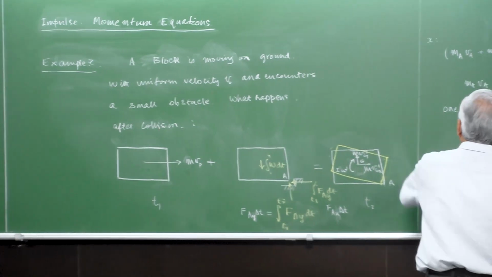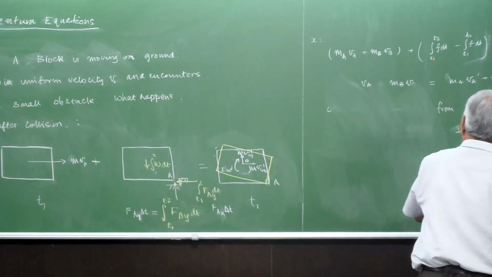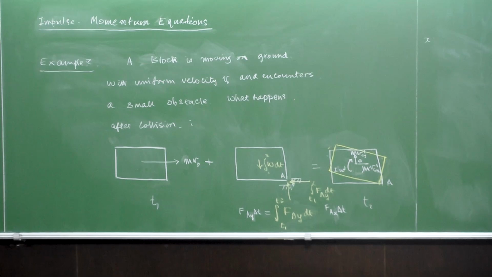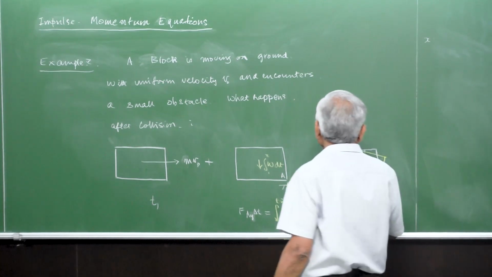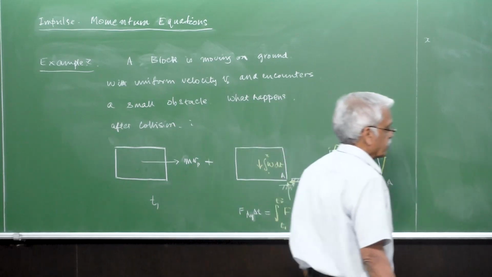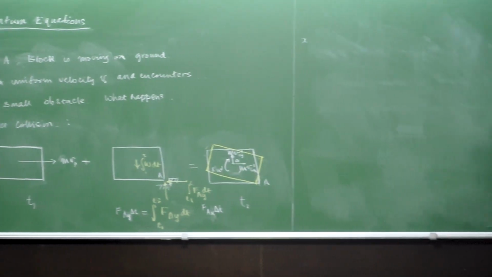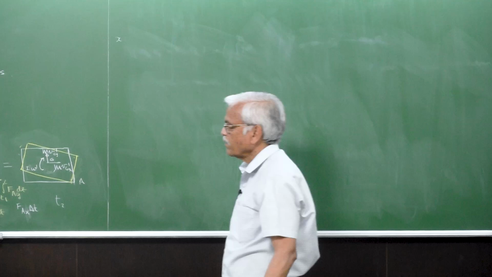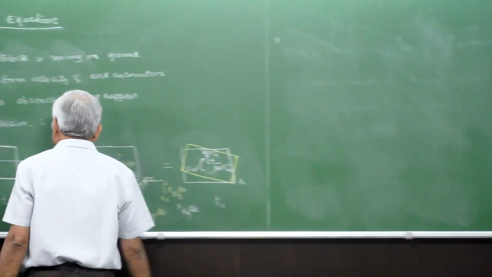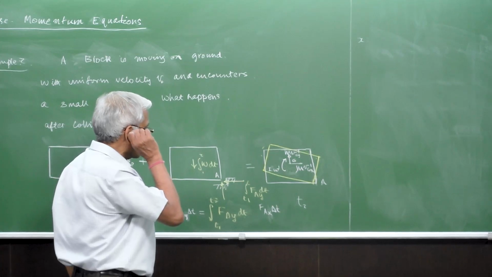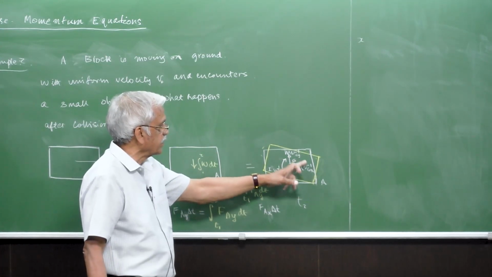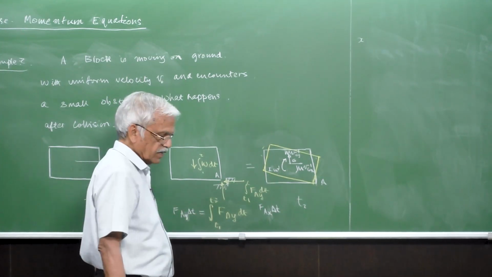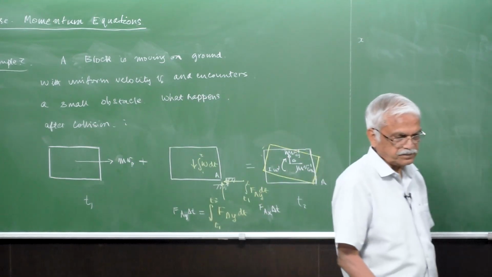But our final interest is to find out what are the values of Vgx prime, Vgy prime and omega prime. So these are the three quantities, and as usual the number of equations which you get here will be 3, and then the unknowns are how many? A lot more unknowns: Vgx, Vgy, omega prime, as well as Fx and Fy, which are there.